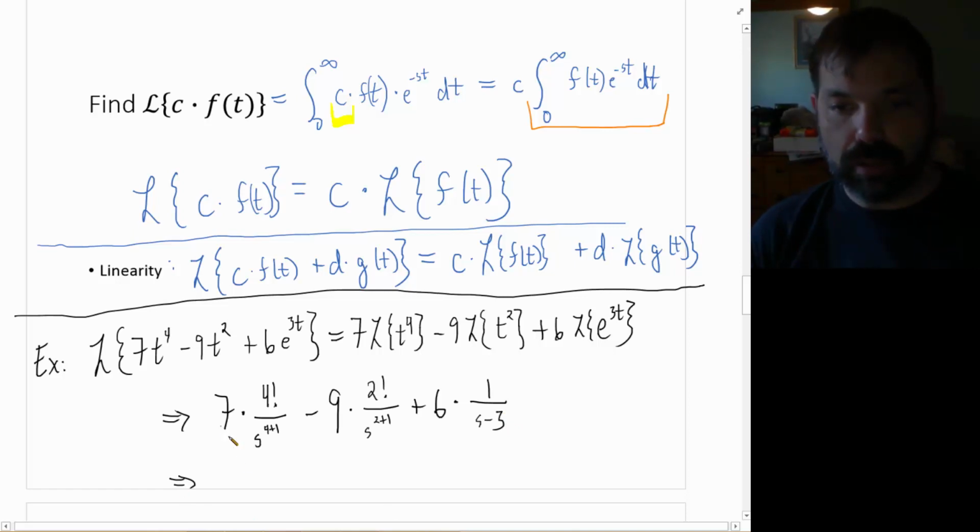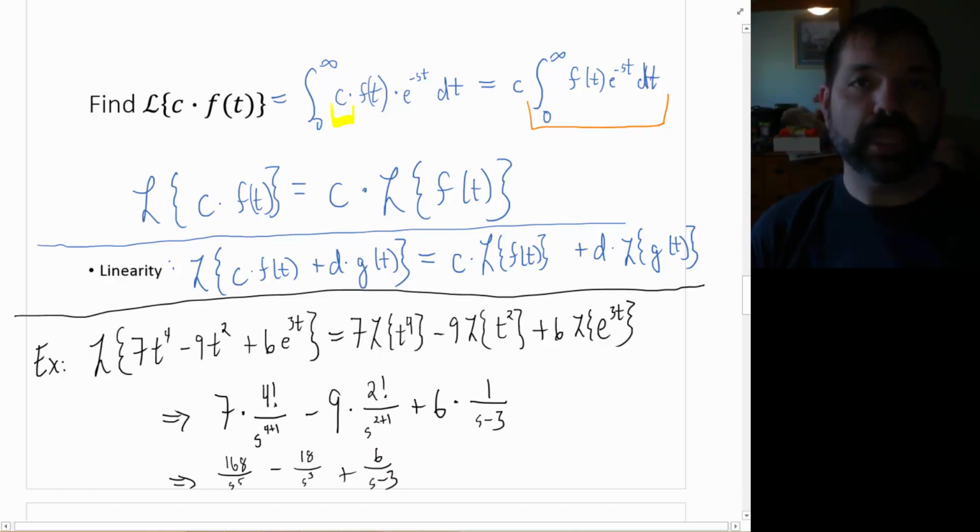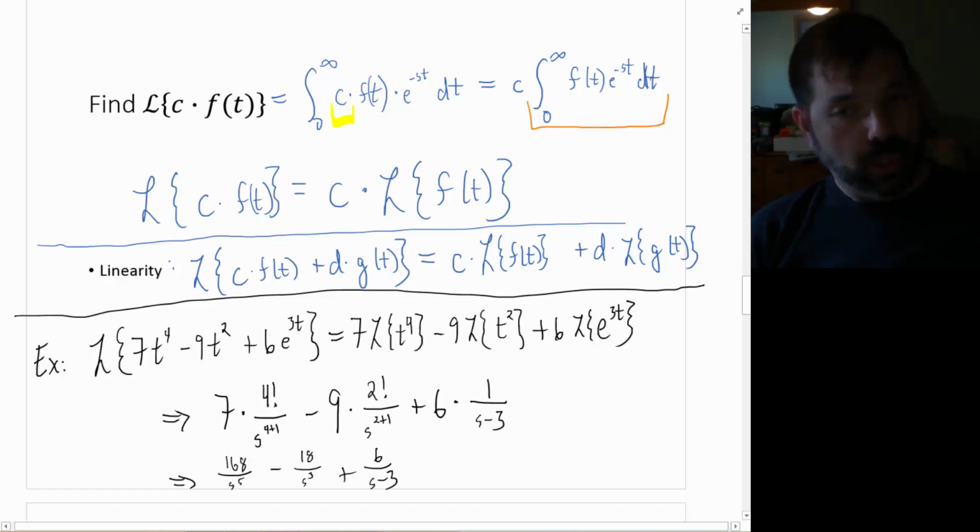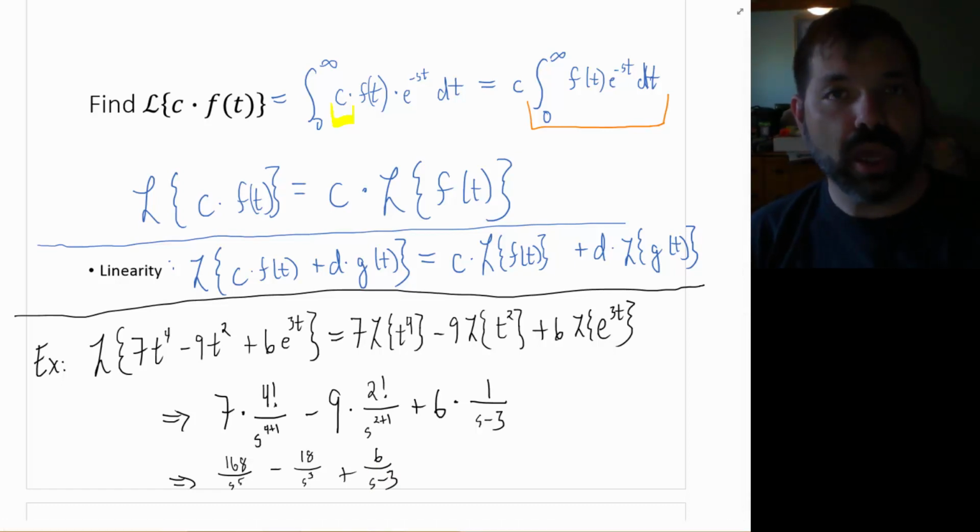So then, let's see, 4 factorial is 24, 7 times 24 is 168 over s to the 5th. 2 factorial is 2, 9 times 2 is 18, minus 18 over s cubed, and plus 6 over s minus 3. So once we've built these rules, we can use them instead of going back to the definition.